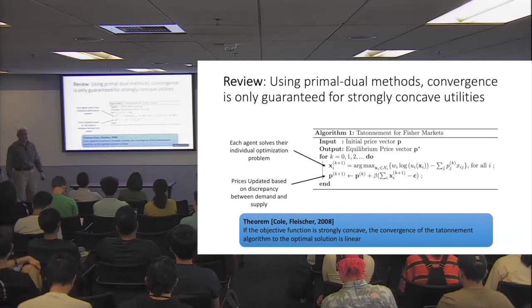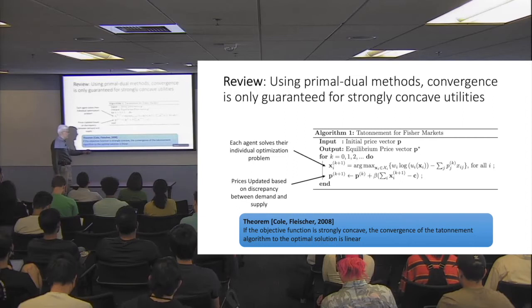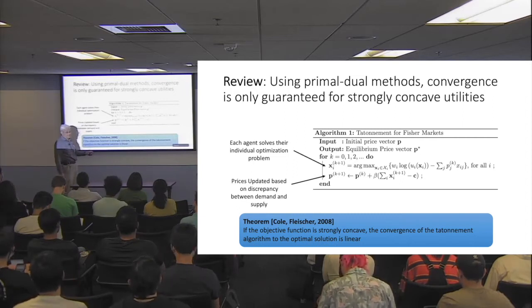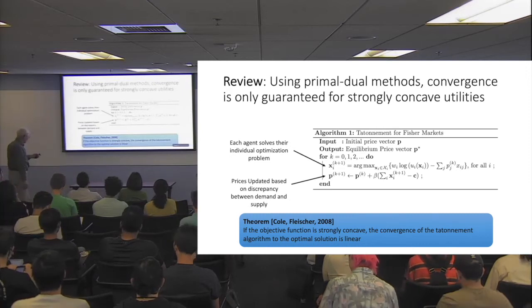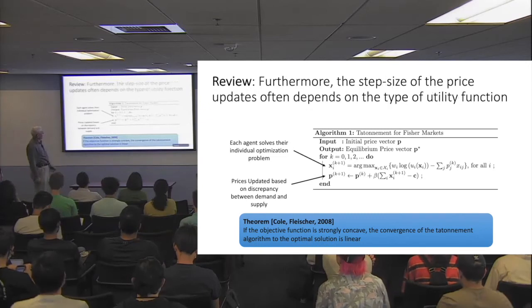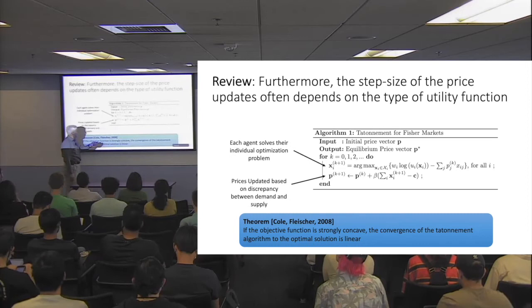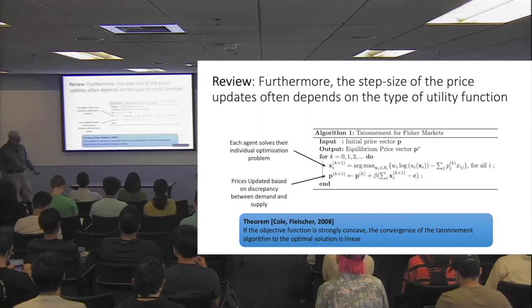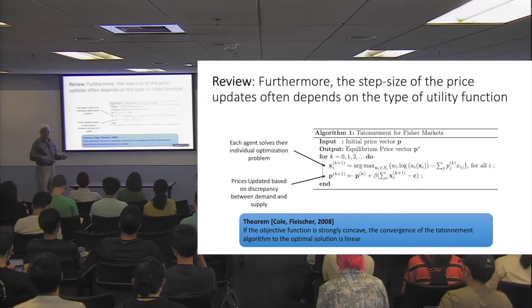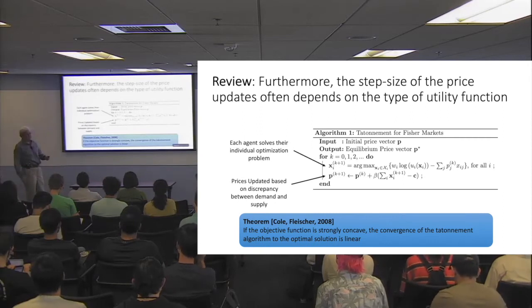Because this is an affine policy, you can prove this dynamic converges linearly if the utility function itself is strongly concave. Okay, so this is a theorem. However, there are some problems. This step size really depends on the utility's characteristics, so beta is not going to be fixed. You have to adjust to different utility functions. From an implementation point of view this could be problematic because it depends on the Lipschitz constant or something. If you want to be very conservative, it could be very, very slow.